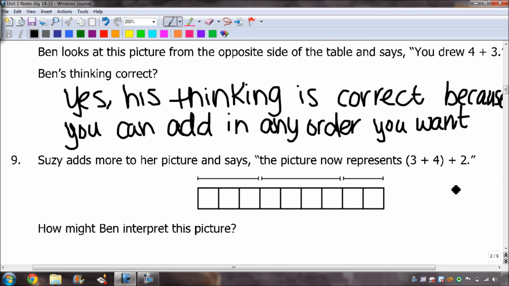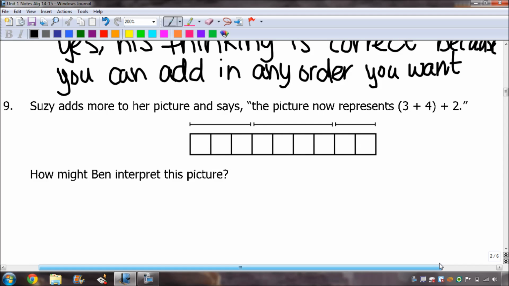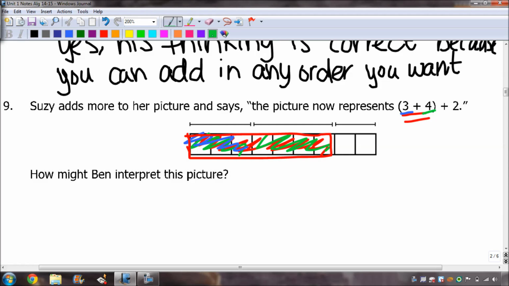All right, so number 9, Susie adds more to her picture and says the picture now represents 3 plus 4 in parentheses plus 2. So right here, here's my 3 plus 4. It's this whole thing, this 3 plus 4, except the 3 plus 4 is really truly the 7 that we have here, right? So here's my 3. Here's my 4, here's my 3, here's my 4, but all together it makes this red piece right here, okay, plus the 2 on the outside. So I've got this 2 right here, just hanging out over here, okay?